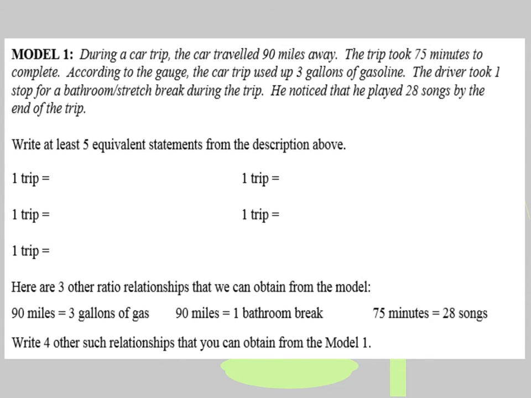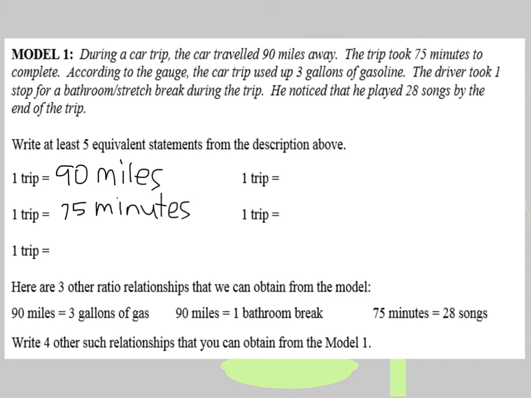So here's one of the equivalent statements I can write. 1 trip equals 90 miles. Okay? And another one I could write is 1 trip equals 75 minutes. Now you go ahead and write 3 more equivalent statements. Okay? You can pause here and then play again once you are ready.